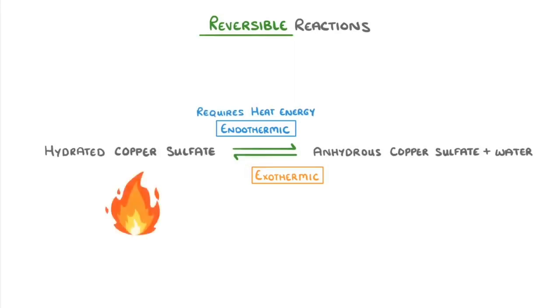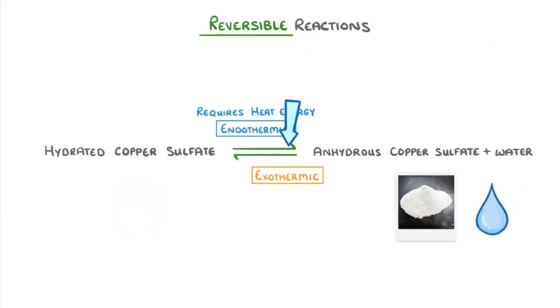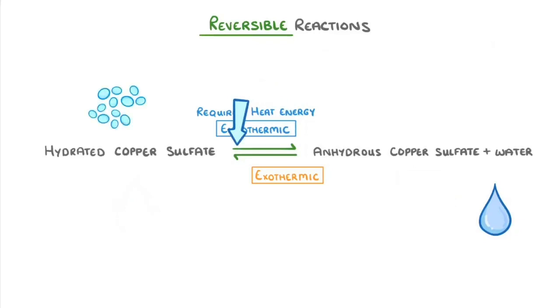So if we were to heat some hydrated copper sulfate, which exists as blue crystals, it will drive the reaction to the right, which evaporates off the water and leaves white anhydrous copper sulfate powder. If we then took away the heat and added some water to this powder though, it would drive the backward reaction, so the equilibrium would shift to the left, and reform our blue crystals of copper sulfate. And because this reaction is exothermic, it would re-release all of that energy it had just absorbed in the forward reaction.